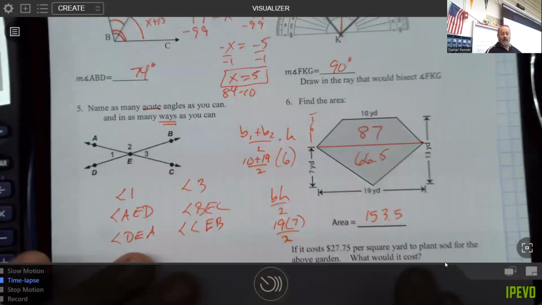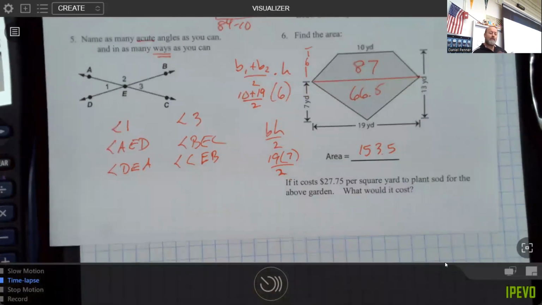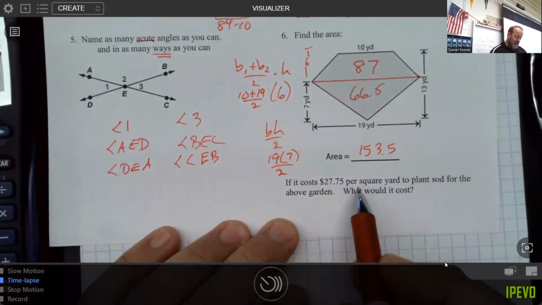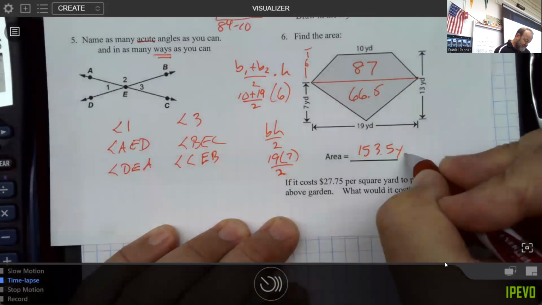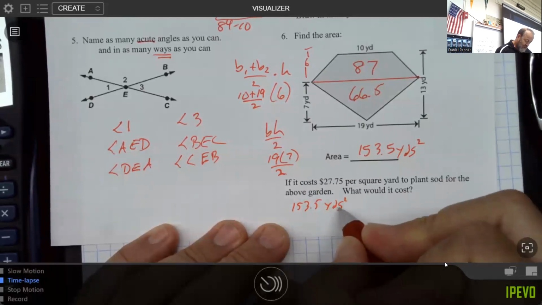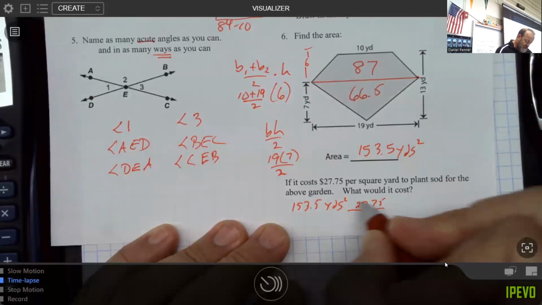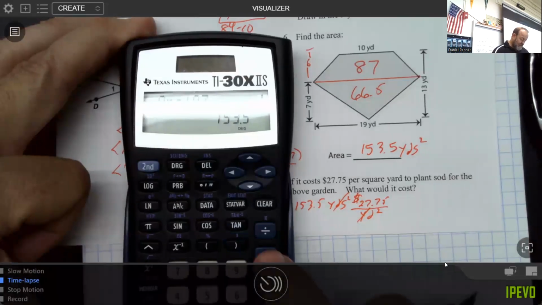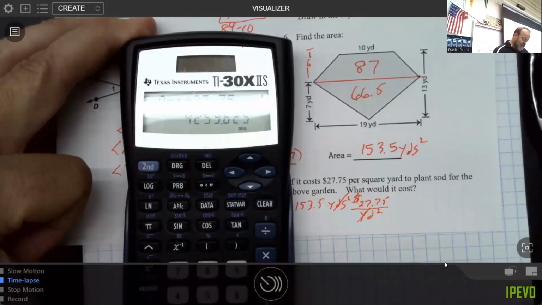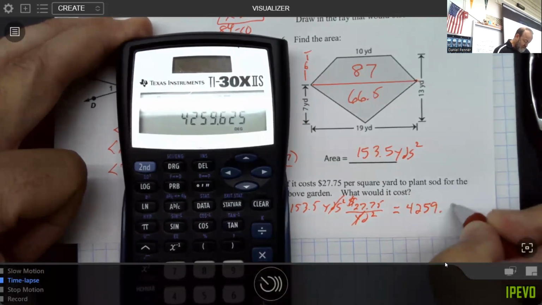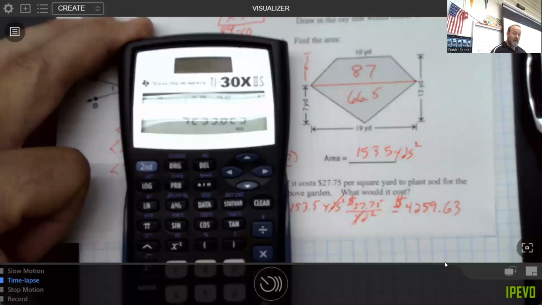Now, for this particular story, let's suppose that this was the shape of somebody's backyard, and I wanted to put some pretty lawn in there, but I didn't want to wait for seeds to come up, and it cost me $27.75 per square yard. Well, this is the number of square yards. So if I took 153.5 square yards and multiplied it by $27.75 per square yard, all I need to do is take this 153.5 and multiply it by 27.75, and I found out that the cost of putting a lawn in this area is $4,259.63. I rounded up to the nearest penny.